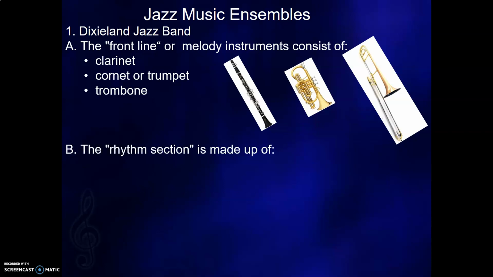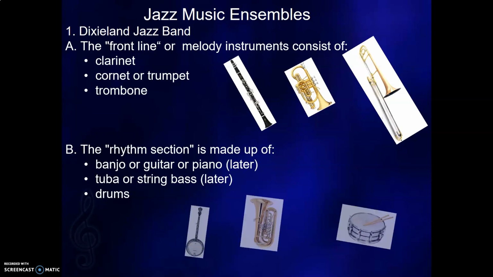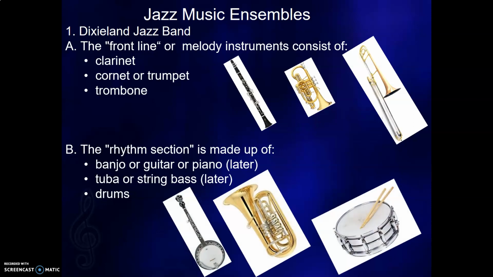The other part of the Dixieland Band is the rhythm section. It is made up of banjo, tuba, and some kind of drum. Later they may have used a guitar or a piano or a string bass in place of the tuba. Those 6 instruments are really common in the early Dixieland Band because those bands were processional. They marched down the street. The upright bass and the piano aren't instruments you can easily carry down the street, but these could be carried in a processional fashion.